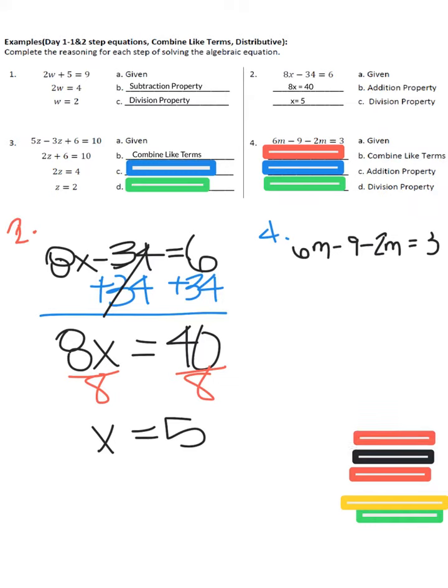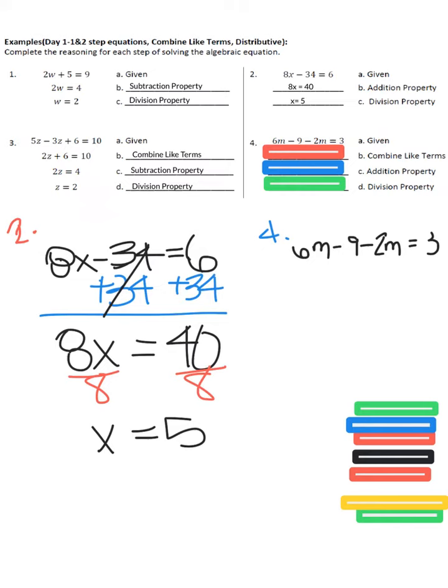Then from here, I see we get 2z equals 4, right? Which tells me they got rid of that plus 6. So how did they get rid of that plus 6? Hopefully you're saying they did the opposite of plus, which would be to subtract. So they did the subtraction property. And then last but not least, you have 2z equals 4. So to get z equals 2, we have to, you got it, divide. So we're going to use that division property.